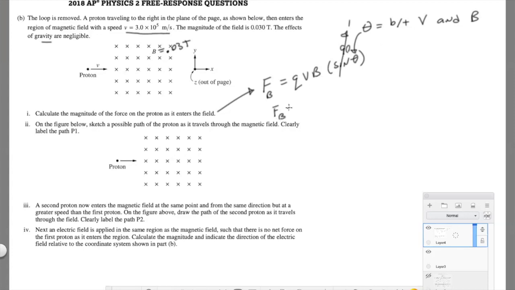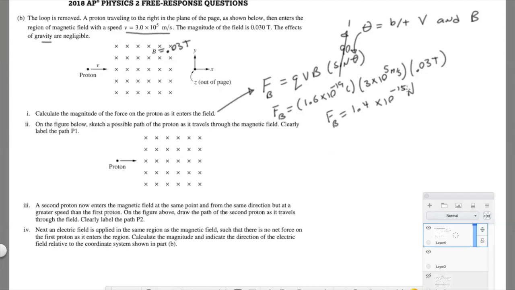So for the magnetic force, we're going to go charge of proton, 1.6 × 10⁻⁹. The velocity is 3 × 10⁵. And then the magnetic field is 0.03 Tesla. So this comes out as 1.4. Force magnetic is 1.4 × 10⁻⁵ newtons. Okay, next question.